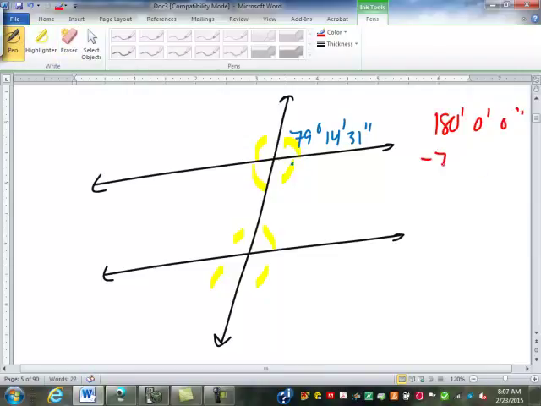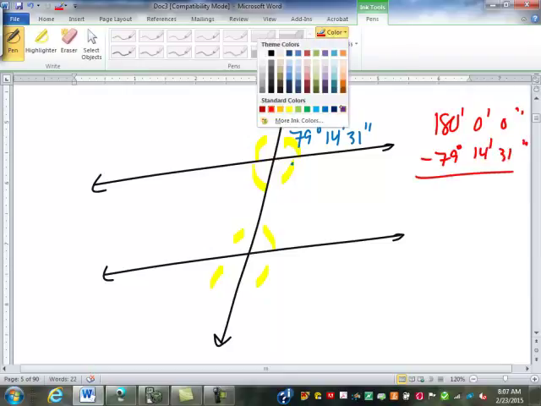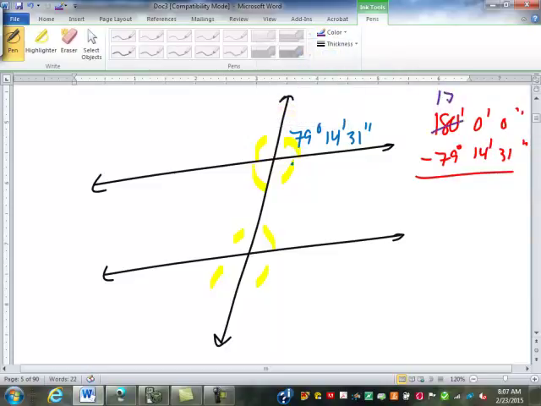So the 180 minus the 79, 14, 31. Of course, we're going to have to borrow again. I'm going to cheat and just put in 59 there instead of reborrowing. We get 29 seconds, 45 minutes, and 100 degrees.